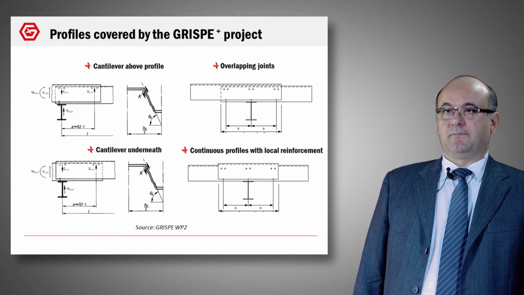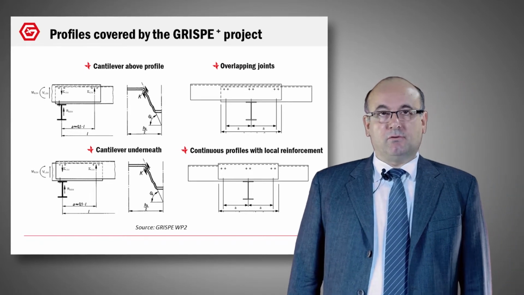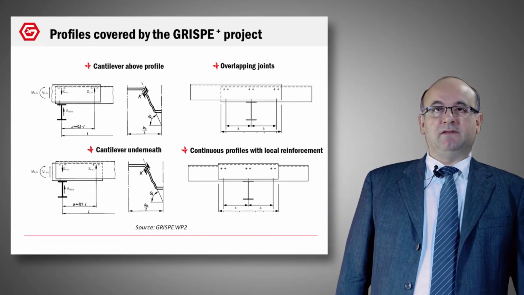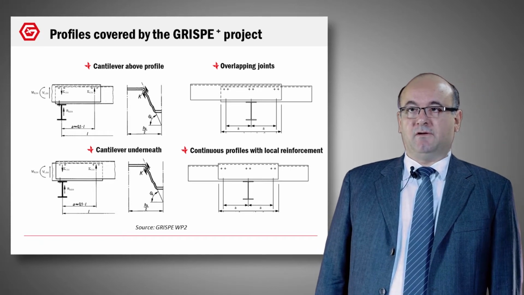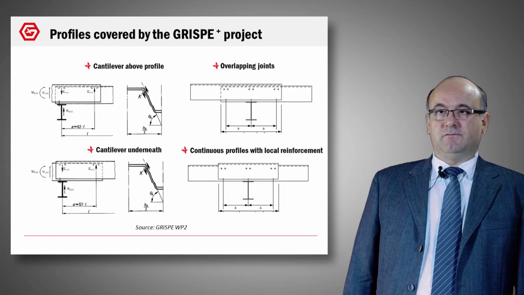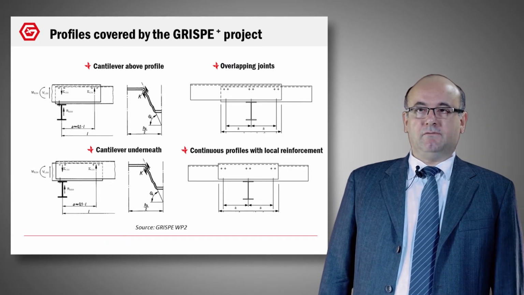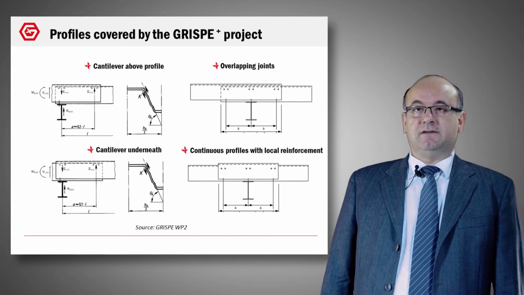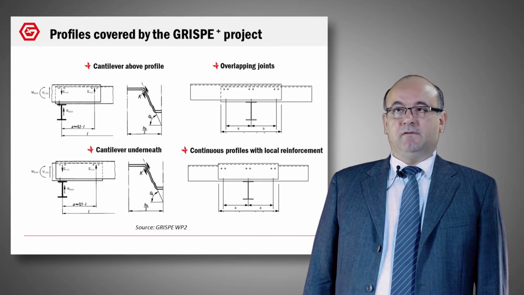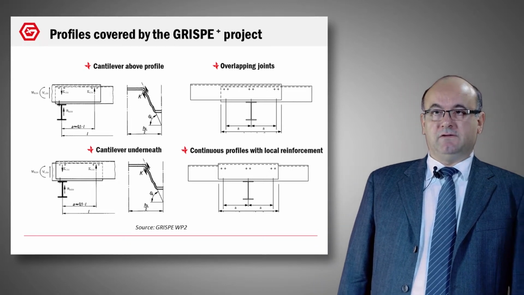Now the assemblies. You know, sometimes for the work site, we need to have profiles of 20 meters, for example. Of course, it becomes difficult to transport this type of profile of 20 meters. For that, the profiles are cut in 2 parts of 10 meters, for example, and reassembled on the work site. But to do this, you have to calculate this assembly, and it is not defined in the Eurocode. That is why, in the GRISP project, 4 types of assembly were studied.